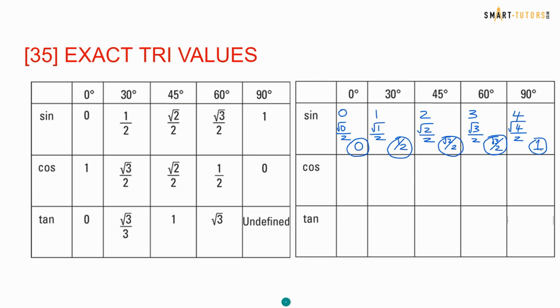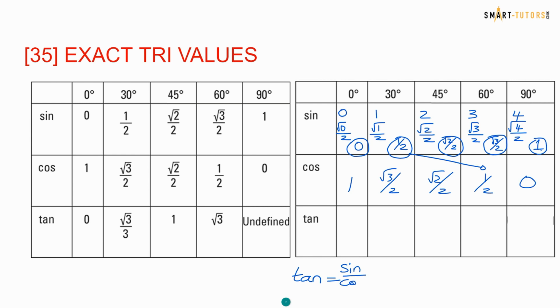So 1 comes here, root 3 over 2 comes here, root 2 over 2 comes here, then half goes here, and then the 0 goes there. So everything in the sine values, reverse order writing gives the cos values. That's easy. Then the tan value, right? Tan value is the sine value divided by the cos value.